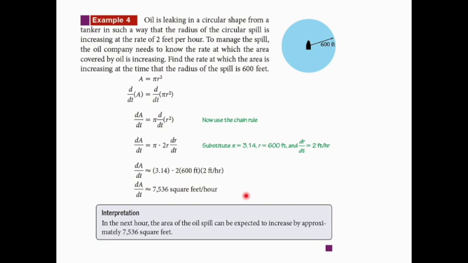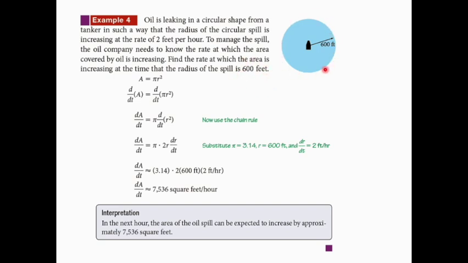Now, let's look at a related rates problem that is actually in the context of some real-world problem. So we have oil leaking in a circular shape from a tanker in such a way that the radius of the circular spill is increasing at a rate of 2 feet per hour. To manage the spill, the oil company needs to know the rate at which the area covered by the oil is increasing. Find the rate at which the area is increasing at the same time that the radius of the spill is 600 feet. So we've got an oil spill.